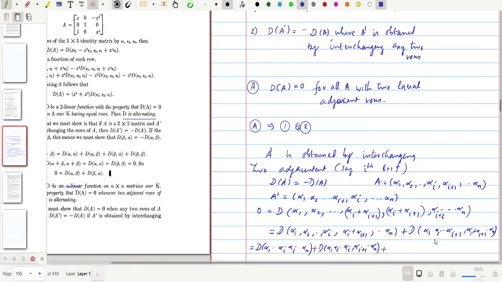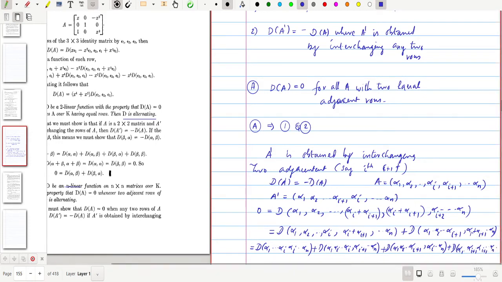From the second term we can get again two terms. The first term corresponding to this term is d of alpha 1, alpha 2, etc. In the ith position we have alpha i plus 1. In the i plus 1th position we have alpha i, etc., alpha n, plus the last term, which will be alpha 1, etc. In the ith position we have alpha i plus 1. In the i plus 1th position we also have this alpha i plus 1, etc., alpha n.